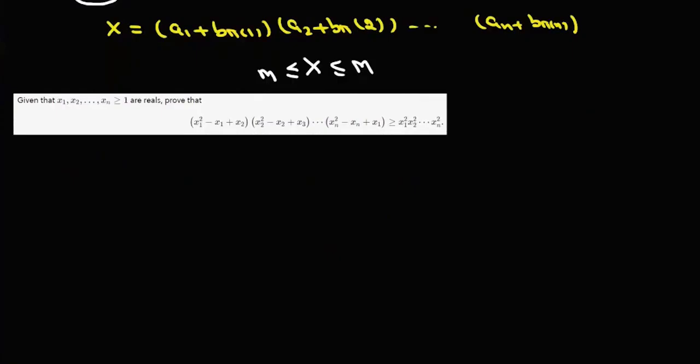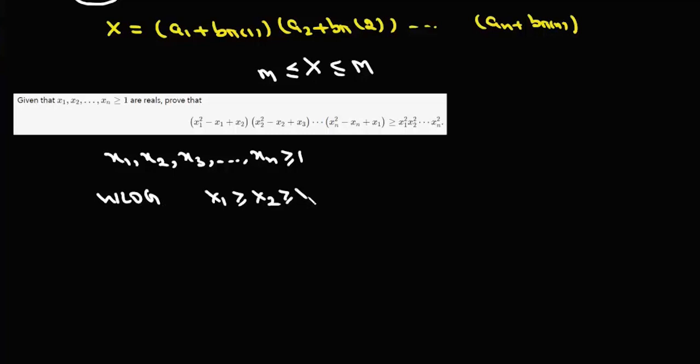Now let us take up an example. Say for example, we are given that we have n numbers x1, x2, x3 up to xn, and they are greater than or equal to 1. Then we need to prove that (x1 square minus x1 plus x2)(x2 square minus x2 plus x3) up to (xn square minus xn plus x1) is always greater than or equal to x1 square, x2 square up to xn square. Now without loss of generality, let us assume that x1 is greater than or equal to x2, is greater than or equal to x3, that is greater than or equal to xn for all xi greater than or equal to 1.